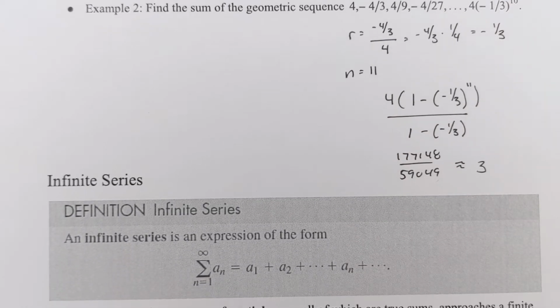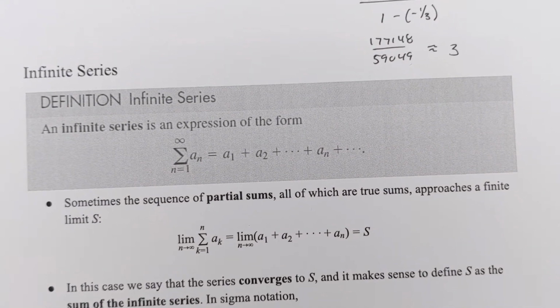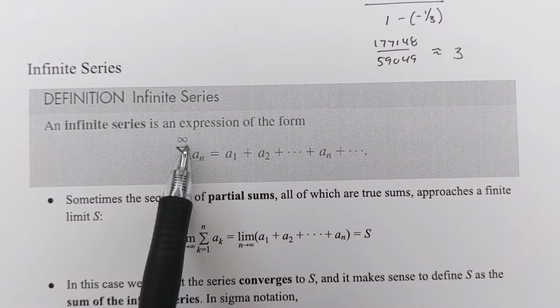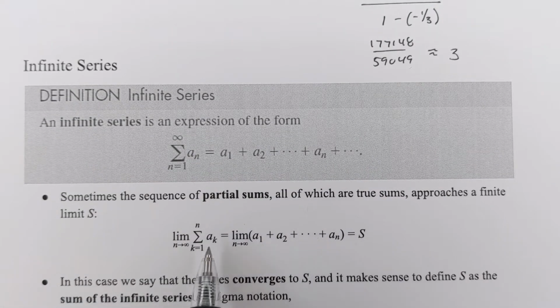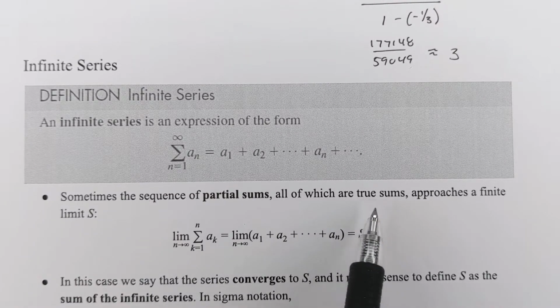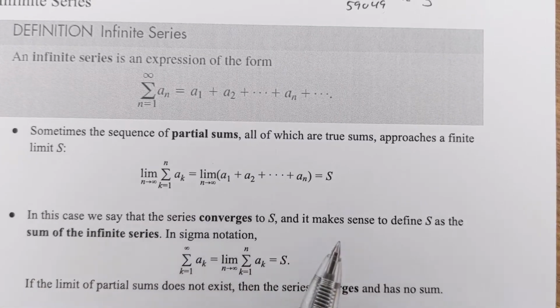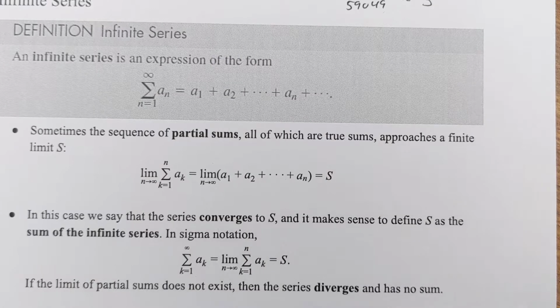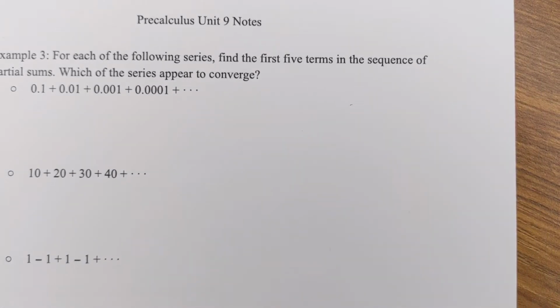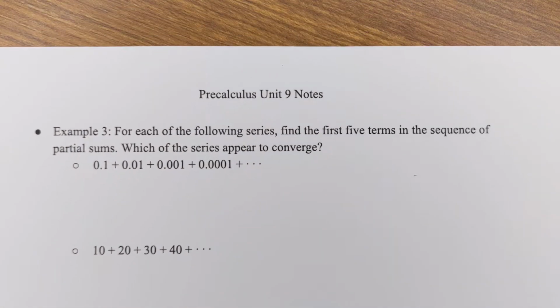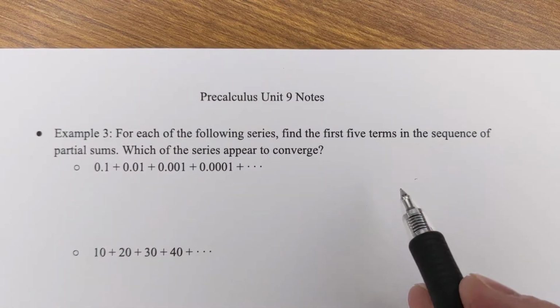Okay. So infinite series. An infinite series has infinity here, so this list goes on forever. Sometimes we refer to the partial sums, which is when you add up a certain number of terms, all of which are true sums, approaching a finite limit s. In this case, we see this series converges, so the sums level off. If the limit of the partial sums does not exist, then the series diverges or has no sum.